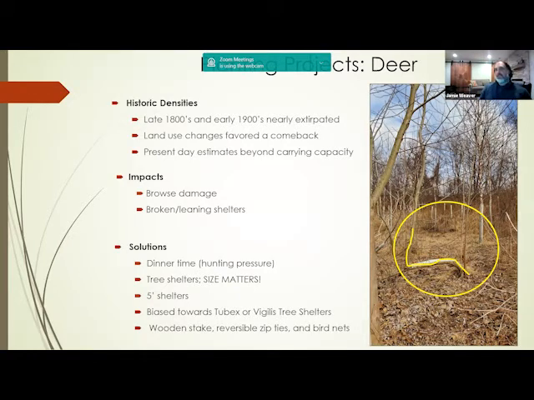So solutions, some are pretty easy. Hunting pressure is strongly encouraged, although trends in hunting demographics are not trending in the positive direction.